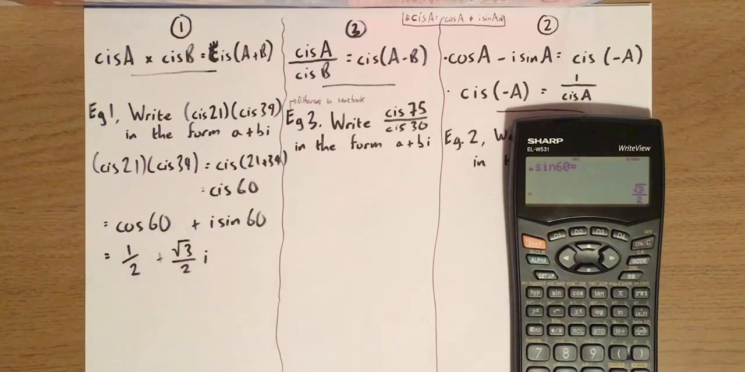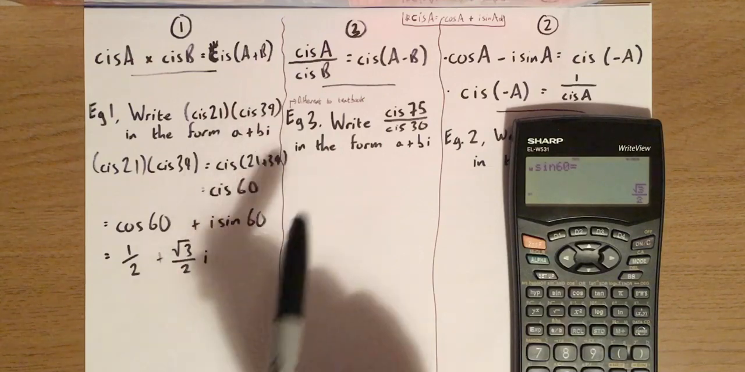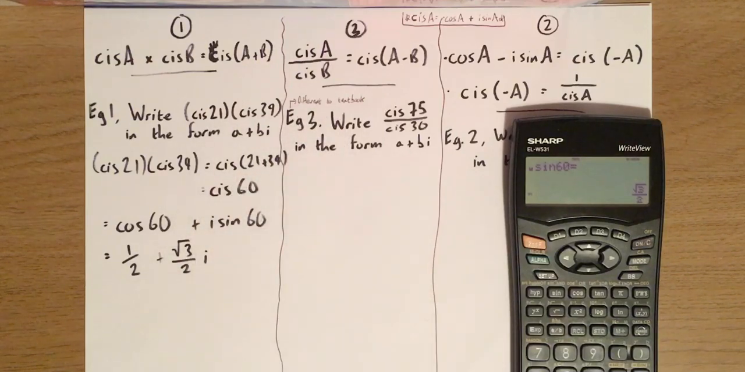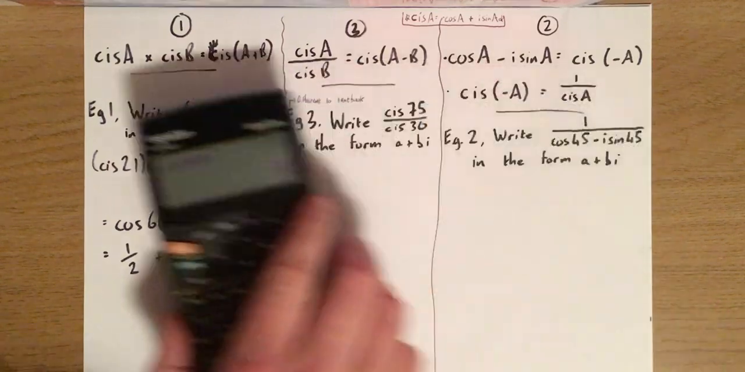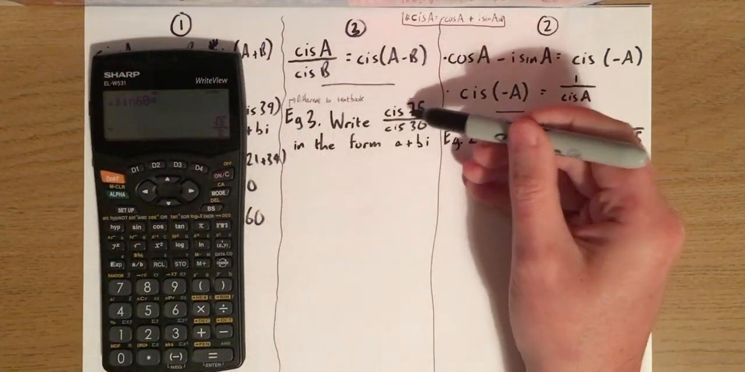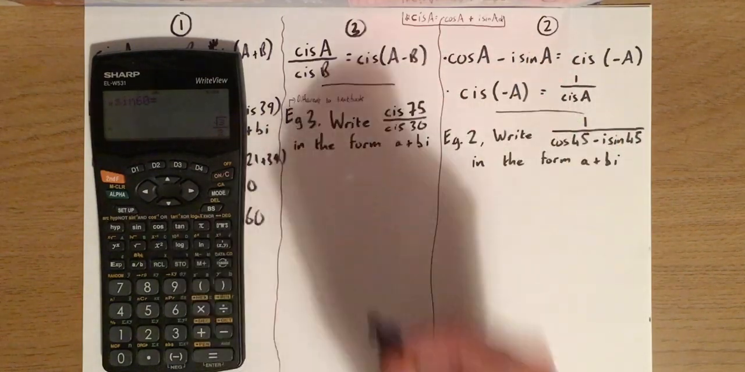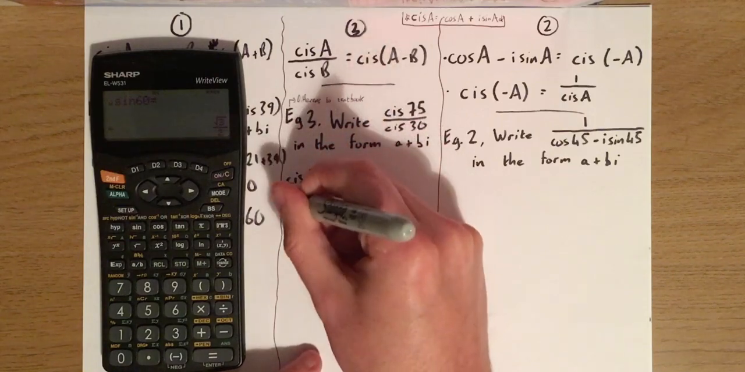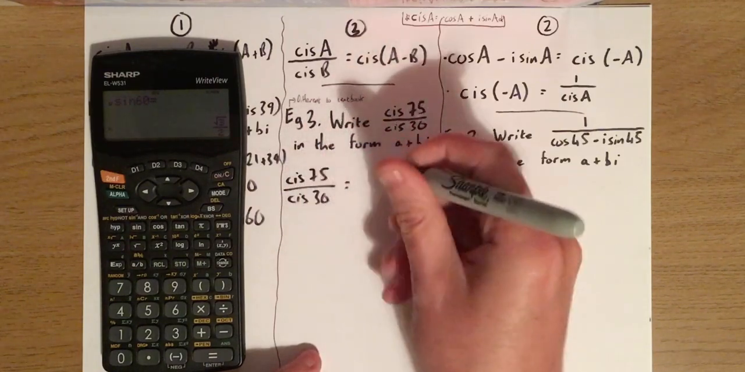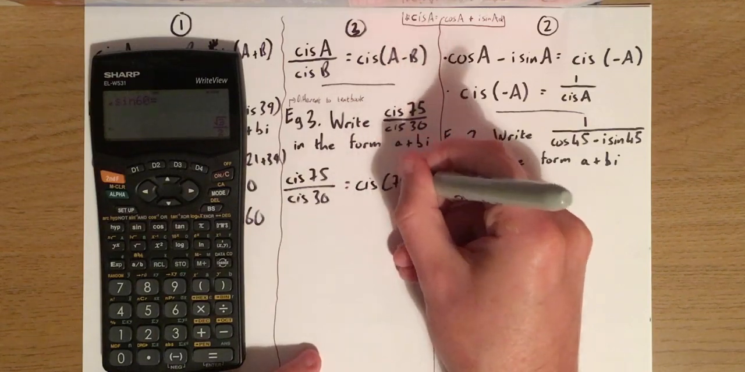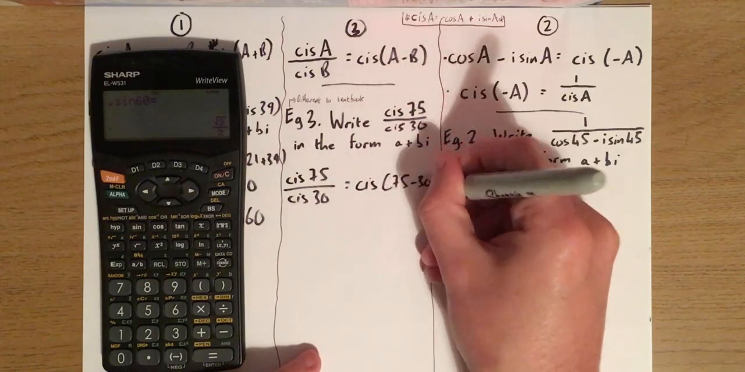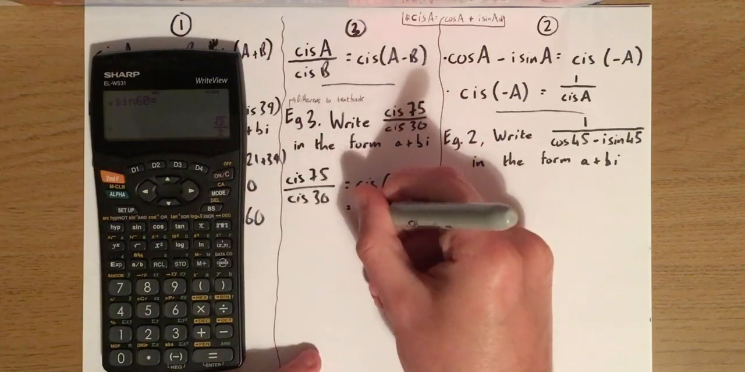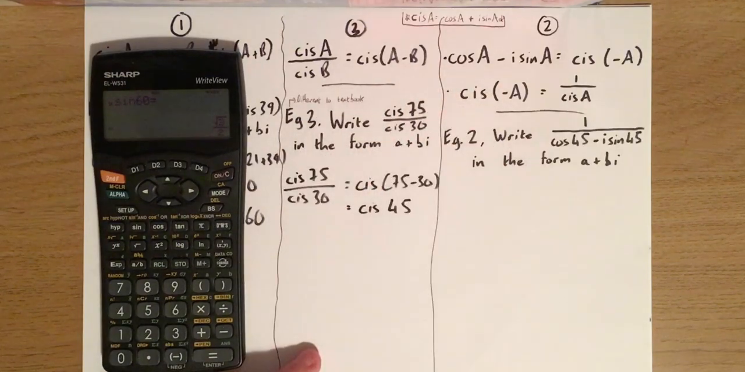Okay, so the example I'm going to do here is different to the textbook. If you were asked to write cis 75 divided by cis 30 in the form a plus bi. Okay, so cis divided by cis, I can just subtract the angles. So the cis of 75 divided by the cis of 30 is equal to the cis of 75 minus 30. That's equal to the cis of 45.